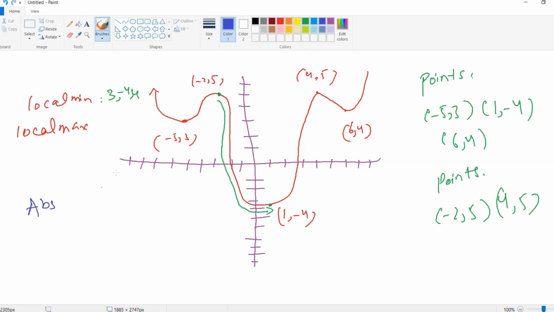What about the absolute max? Absolute will be 4 or 5. Yes. And the absolute max would be none, because the graph keeps going. Yes. Okay, but what about the absolute minimum? It is 1, -4. Is it just -4? Okay, it's just going to be the y value. Yes, the y value. Okay. Is it clear? Yeah.